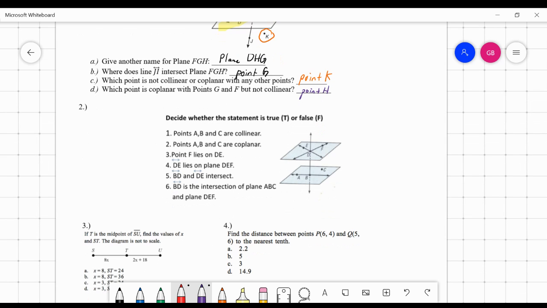Number two, true or false? A, B, and C are collinear. No, that's going to be false. C is not on the line. A, B, and C are coplanar. That's true. They're on the same plane.